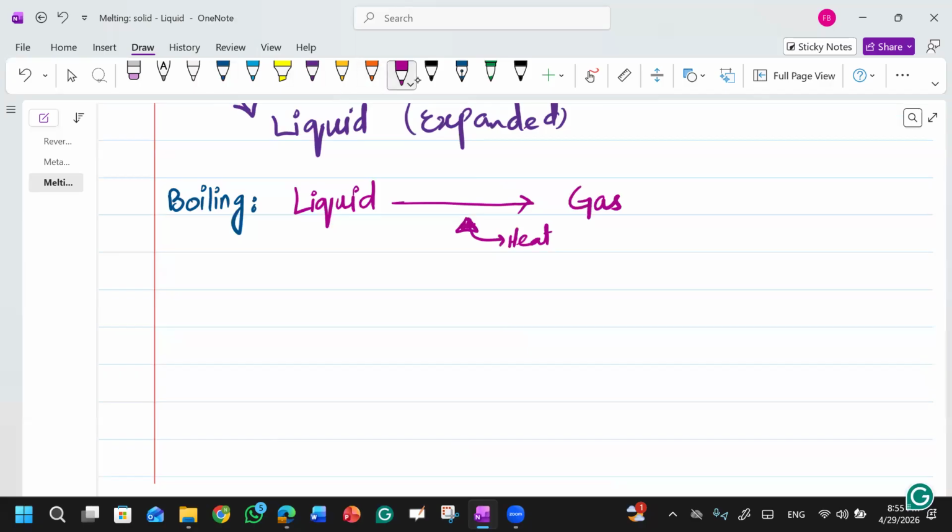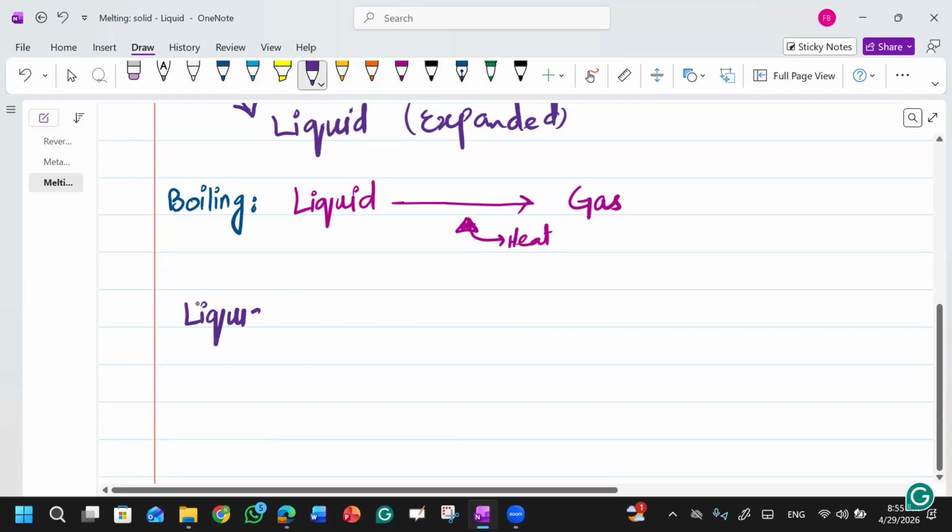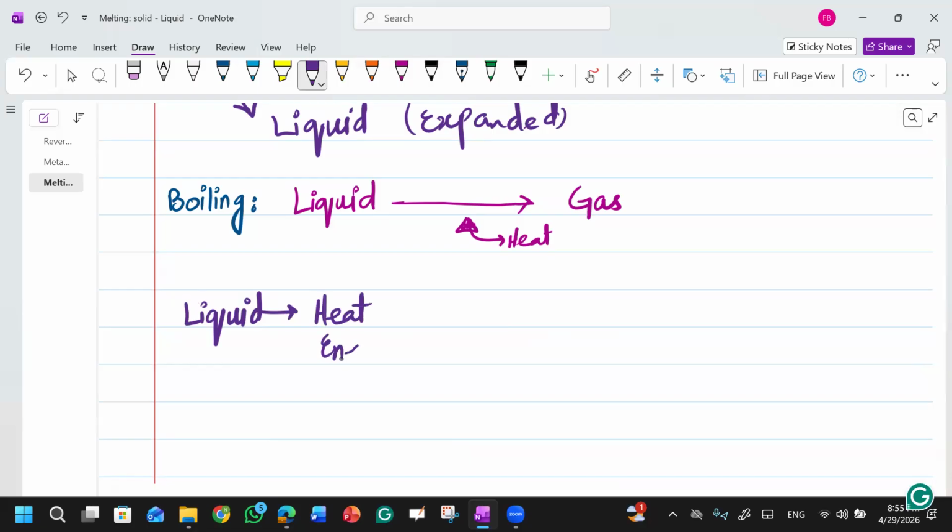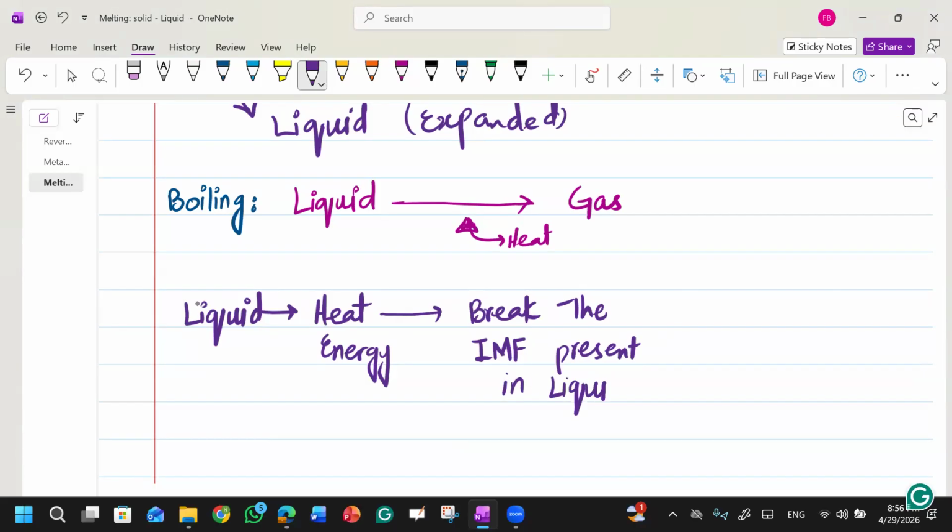So you have this liquid and you have provided it heat energy. What will happen next? This heat energy will be used up by the liquid, and this heat energy will break the intermolecular forces. I'm writing IMF, intermolecular forces, present in the liquid. Then what will happen when the intermolecular forces break?